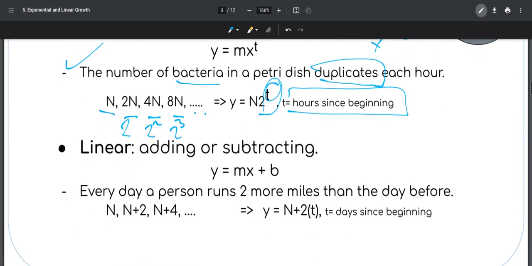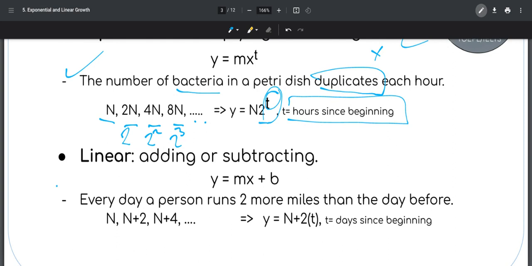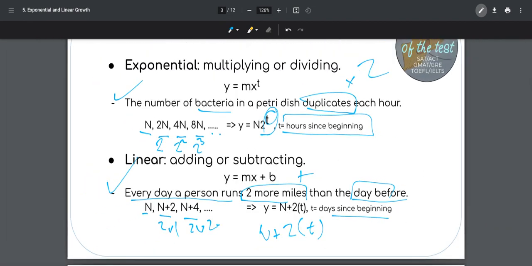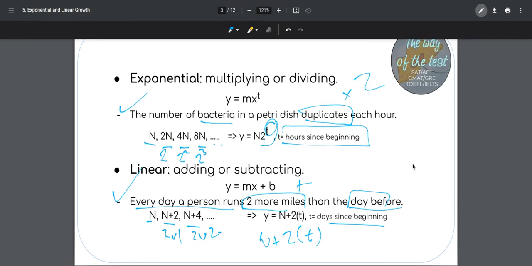In the case of the linear, it will be created by adding or subtracting. So let's see a case. Every day a person runs 2 more miles than the day before. So it's 2 more, it's added. The first day we have n, then n plus 2, then n plus 4. And at the end, we have n plus 2 times the number of days, because 2 is the constant number that we're adding, right? Because it's 2 times 1, and this is 2 times 2. But if you notice, we're multiplying times a different number each time, so we don't really create the exponent. Okay, pause the video, copy everything you have to copy, move on.